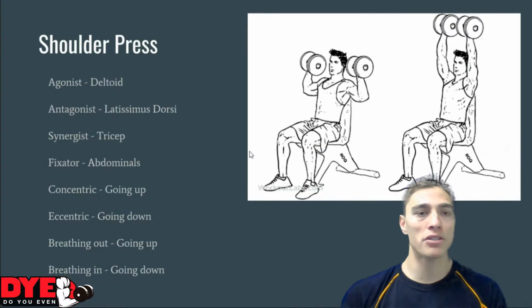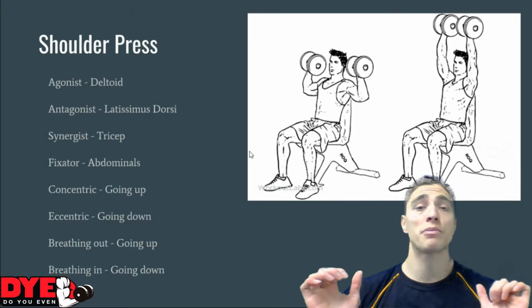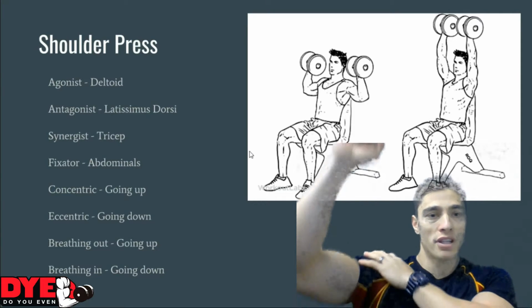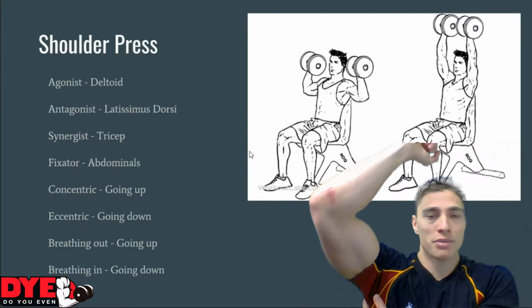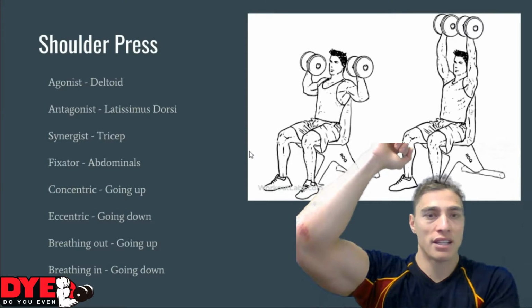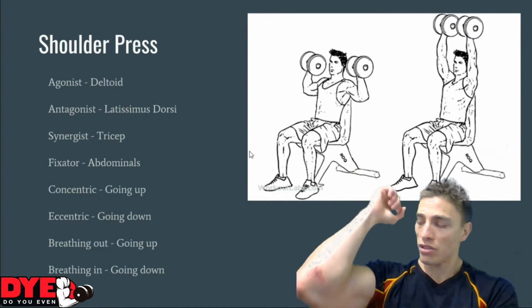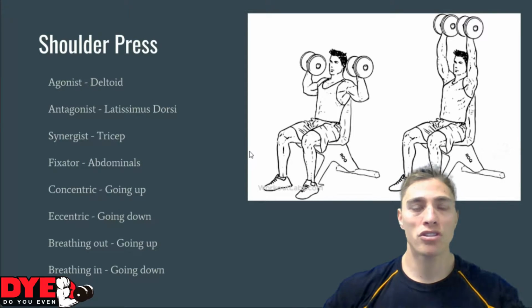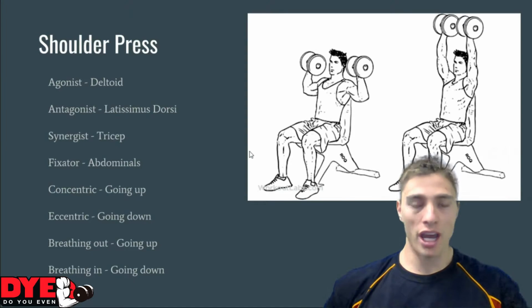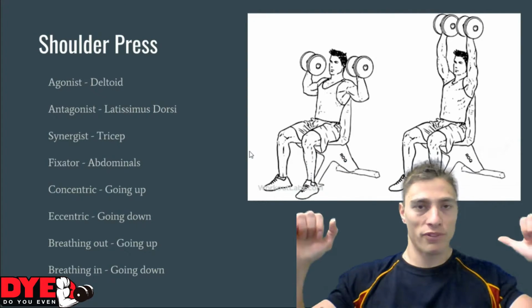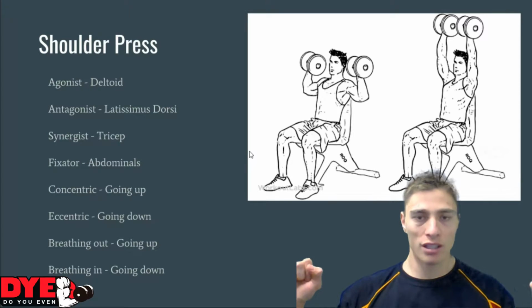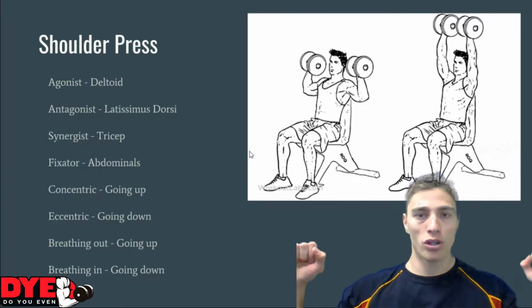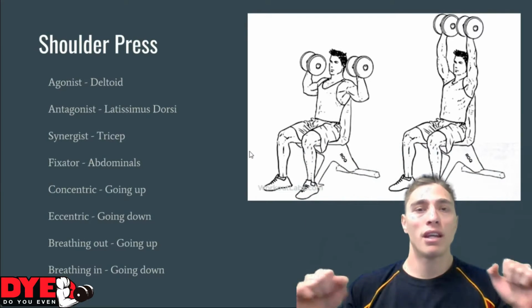Shoulder press, a dumbbell shoulder press, or it could be a military press with a barbell. So the agonist is your deltoid, your shoulder muscle. Antagonist, the opposite: shoulders go up, latissimus dorsi comes down. That's the antagonist, the opposite muscle. Synergist, tricep; your tricep helps extend your elbow as you come up. Fixator, your abdominals. With a shoulder press, you need to stay nice and upright, so your abs will keep you nice and tight so you can perform that movement. Concentric, again the working phase, going up. Eccentric, going down. Breathing out as you're working, so breathing out as you're going up, breathing in as you are coming down.